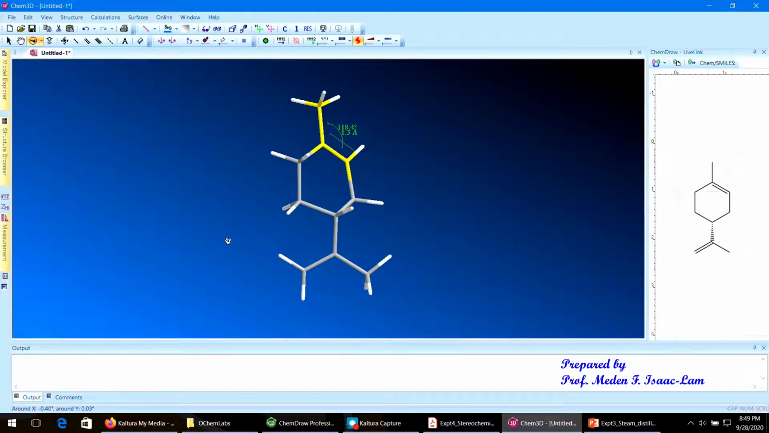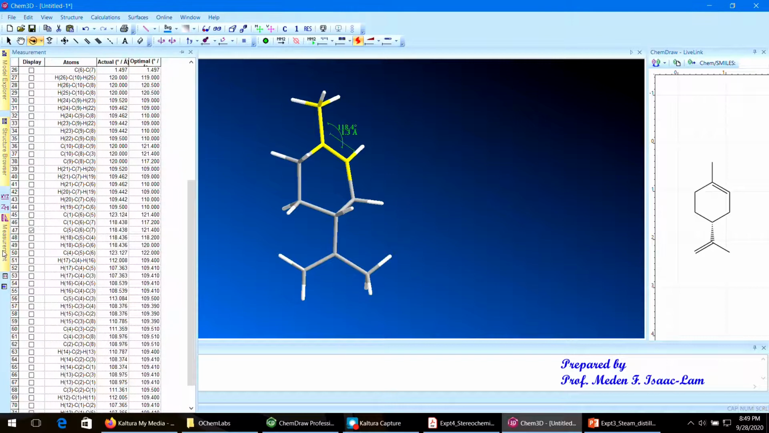Now if we go back to this measurement, we're looking for H26, C10, and C8. So it's this angle. Now it's highlighted as yellow, so we're measuring this angle here. That has a double bond. Now write this down, please. It's 120. So now the next one is how to determine the stereochemistry of this carbon.